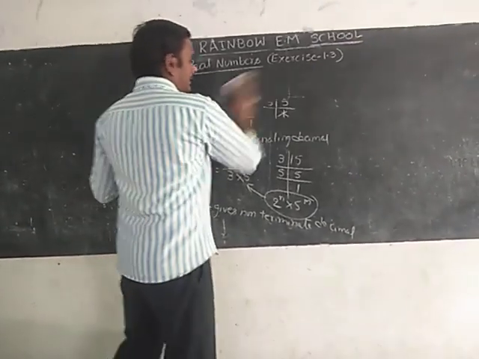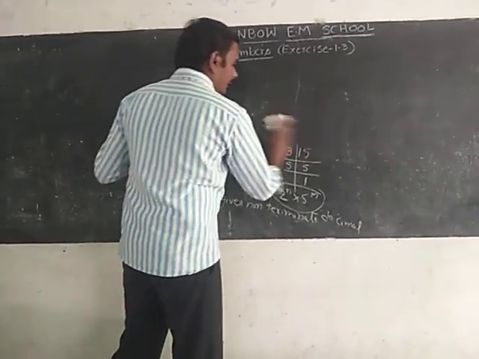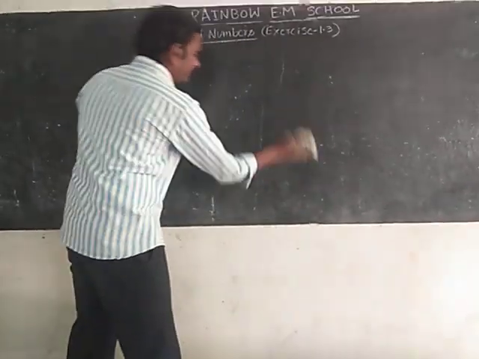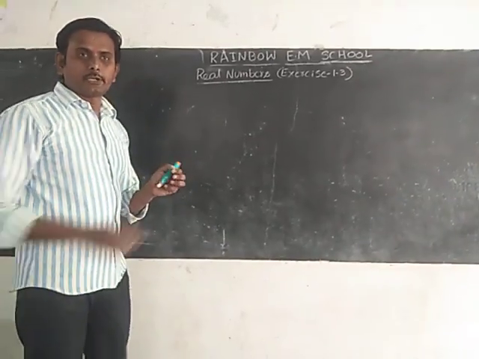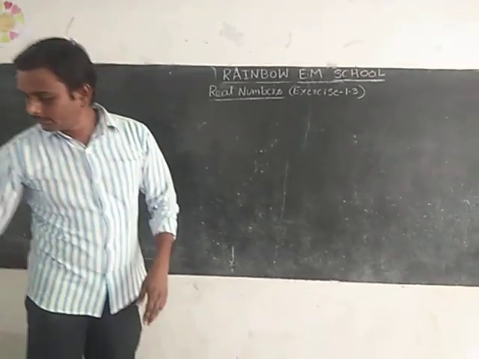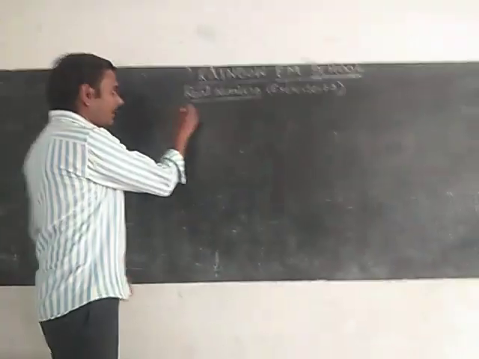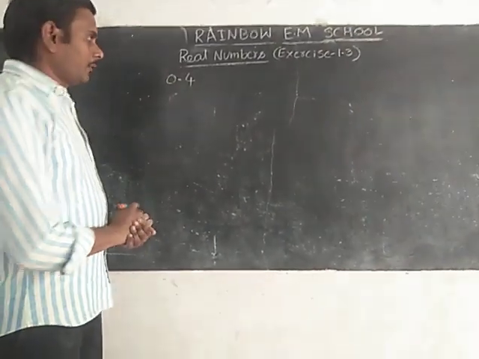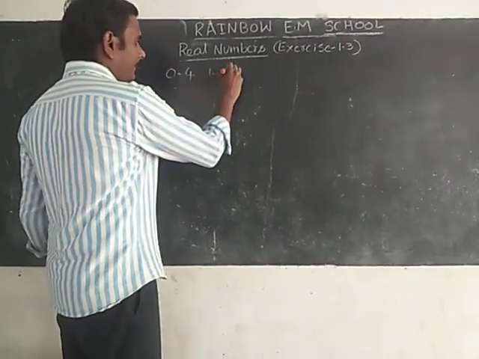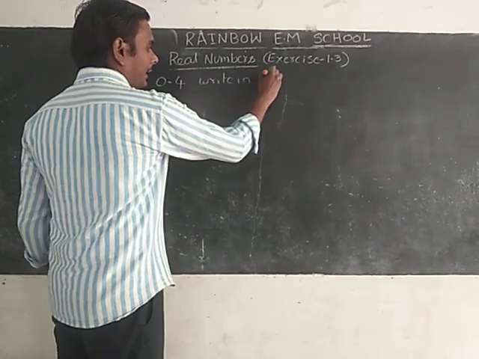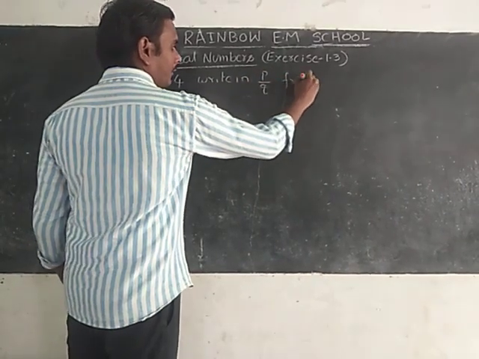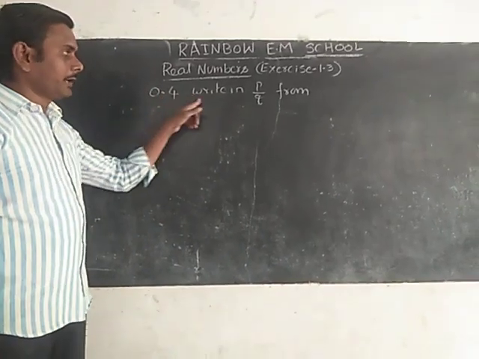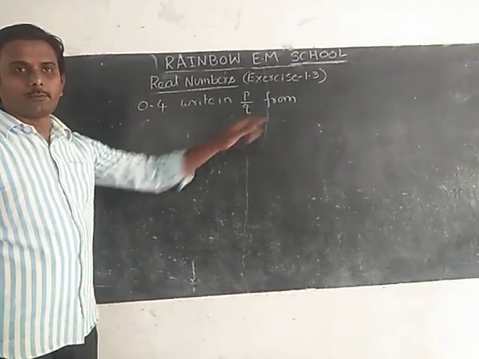Now we will discuss what to do whenever a terminating decimal is given to you. For example, I take one more example: 0.4 is given. We have to write it in P by Q form. Whenever a question like this is given, 0.4, write it in P by Q form, or rational number form.